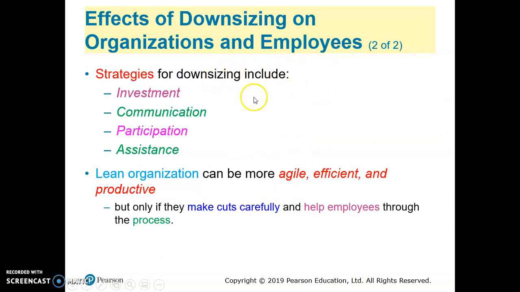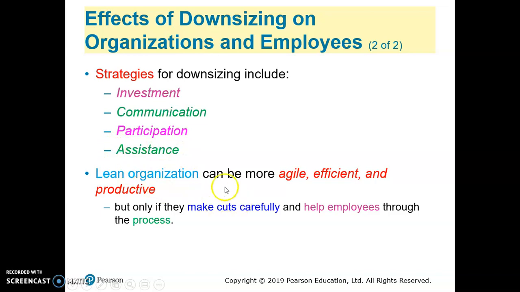Strategies for downsizing include investments, communications, participations, and assistance. So by becoming leaner, organizations can become more agile, more active, more energetic, more lively and efficient and productive. But only if they make cuts carefully and help employees through the process.